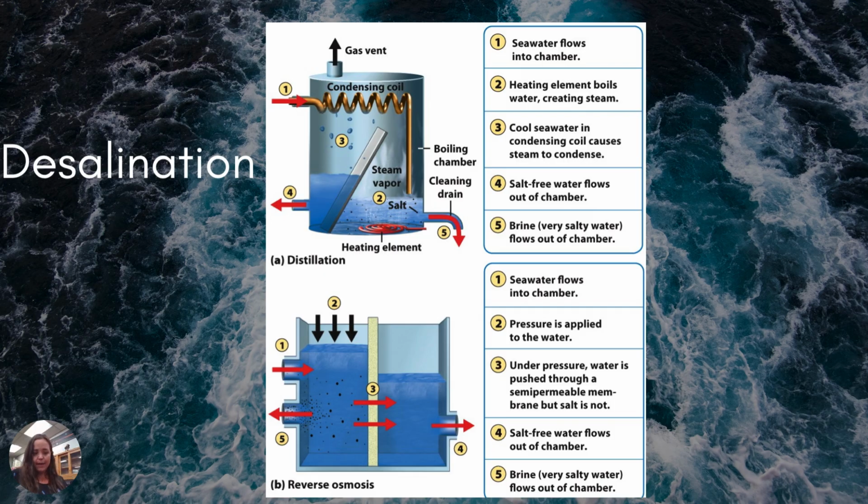And after that point, they re-inject it into the groundwater, so that it will kind of homogenize with the groundwater, and then it can be put into the distribution system to distribute to their citizens.